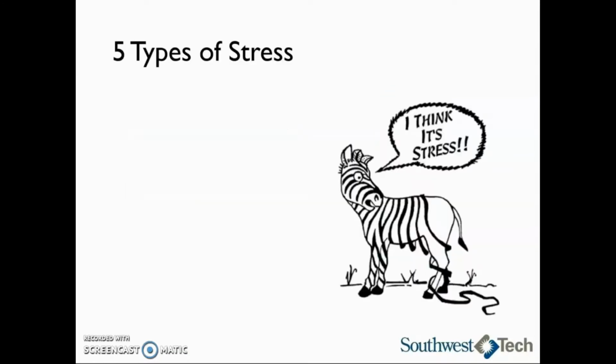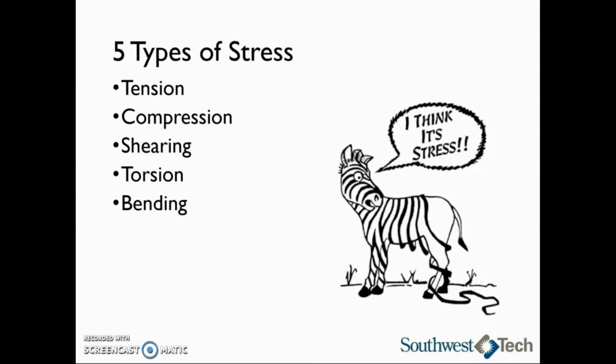There are 5 main types of stress. They are tension, compression, shearing, torsion, and bending. In the next video, we will take a closer look at each of the 5 types of stress.